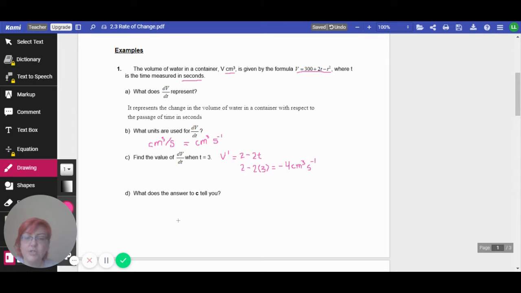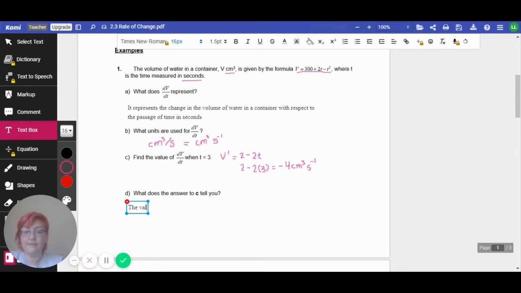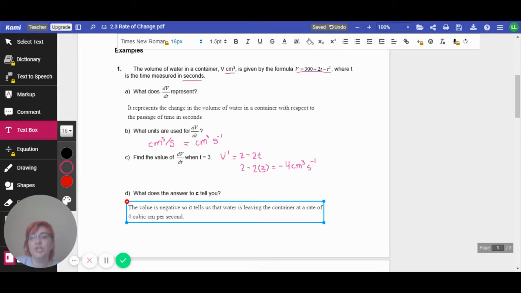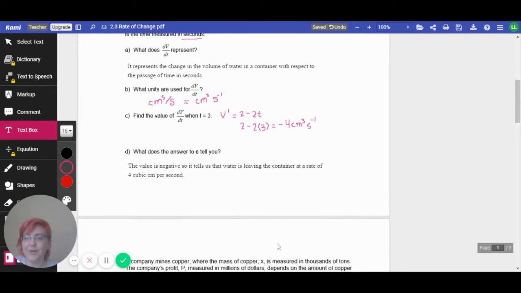All right. So what does that answer tell us? Well, the value is negative, so it tells us that water is leaving the container at a rate of 4 cubic centimeters per second. So a negative rate of change here tells us that the volume is decreasing. All right, let's try another one.